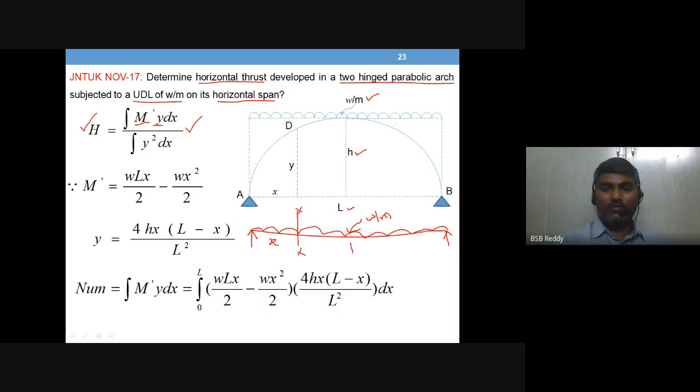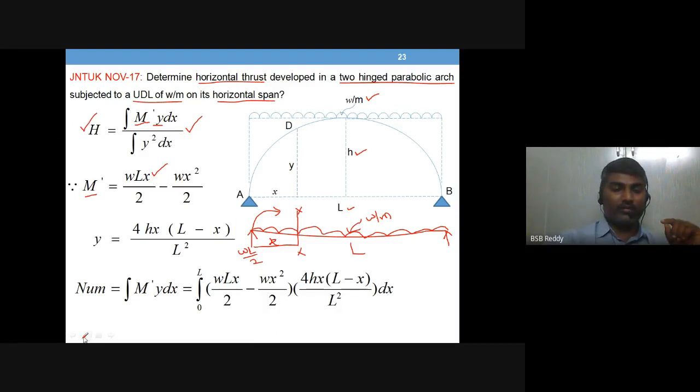So what is the total load? W into L. What will be this reaction? WL by 2, the total load divided by 2, half of the value, because it is symmetric. Now write the moment at section X, the sum of all moments to the left of the section, for the M' value. First, taking the reaction WL by 2 at distance X, so WL by 2 into X, which is positive. Reason: left clockwise, this creates a clockwise moment.